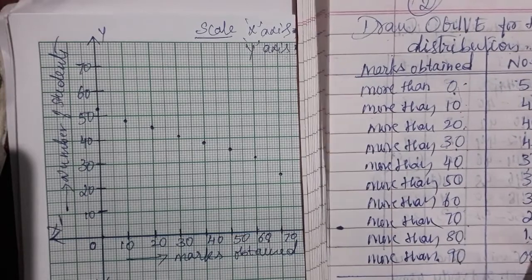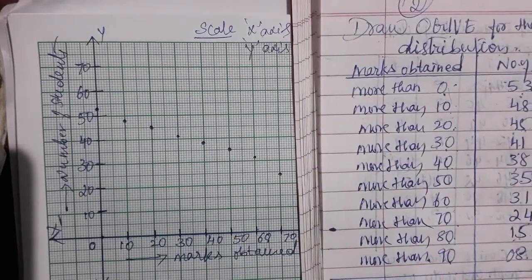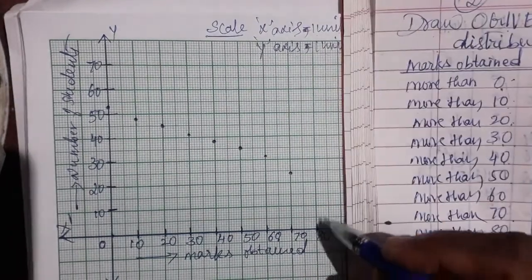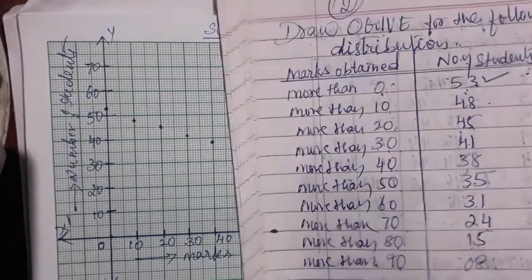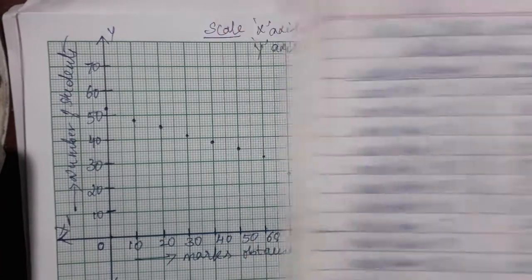For 80, it is 15. 80 is here, 15. 10 is this. This is 15. Then for 90, it is 8.